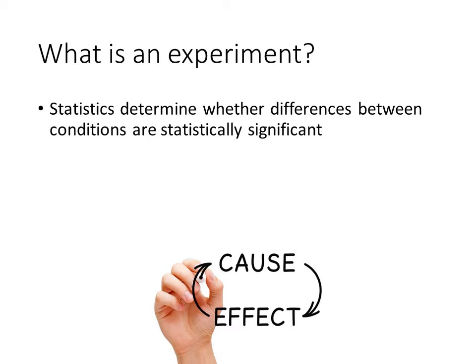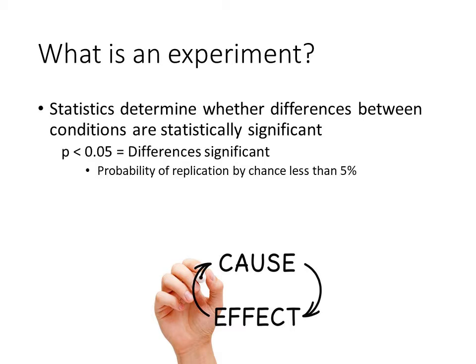If the difference could have occurred less than 5 times out of 100, then the difference is considered to be significant. Less than 5 times out of 100, that's not a lot of times. That's a rare occurrence. So it's probably not occurring by chance. It probably has something to do with what we did, the data that we collected.